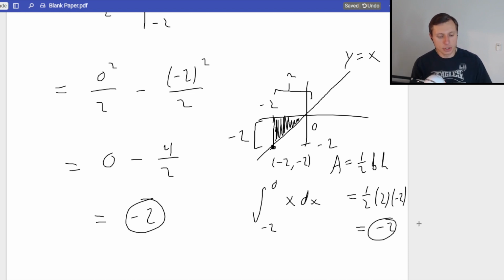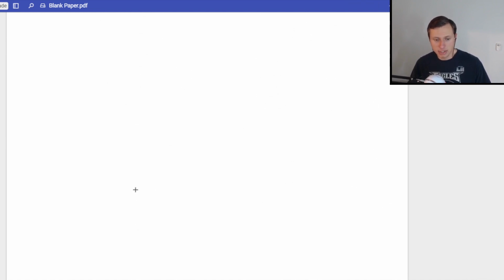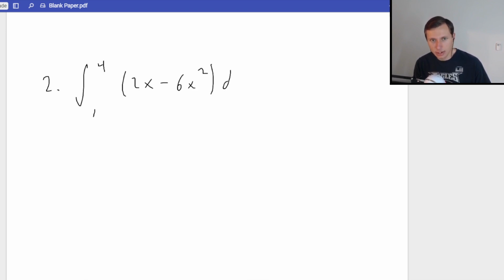So that's it for the first one. Obviously, you can't always use the area of geometric shapes. You can't always use triangles. You can't always use rectangles. Sometimes you need to do the definite integral, and let's look at some examples of that. Number 2, the integral from 1 to 4 of the quantity 2x minus 6x squared dx.